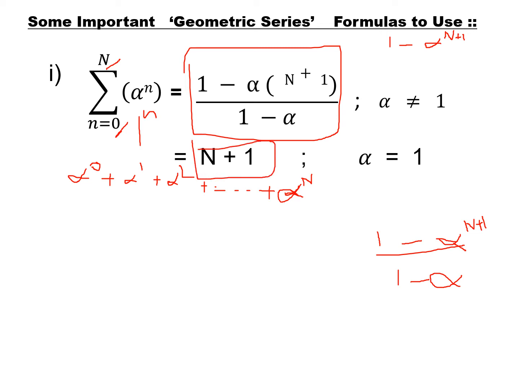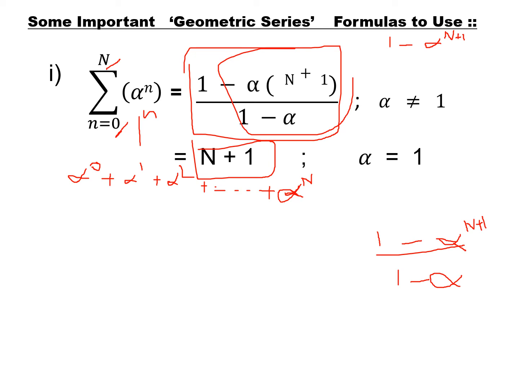So if alpha is not equal to 1, then this expression is the final answer. If alpha equals 1, the final answer is n plus 1, that is upper limit plus 1. So this formula is very useful for you. Now you have to remember this.